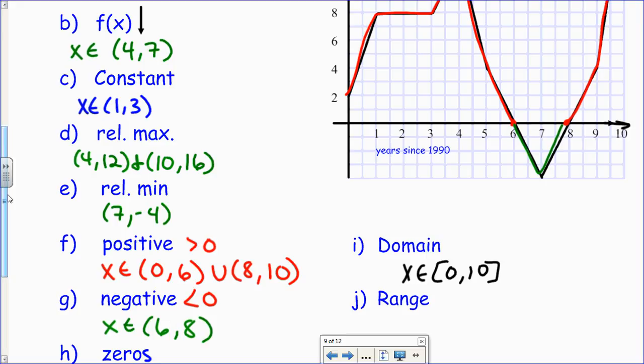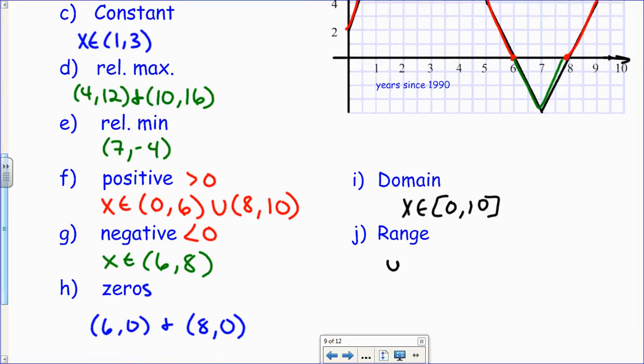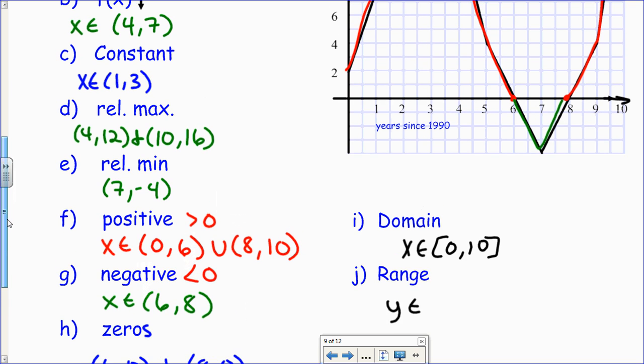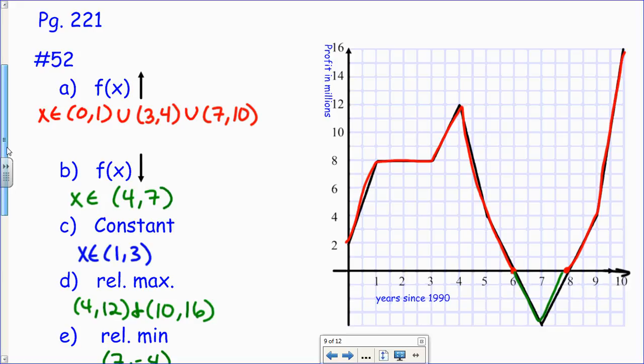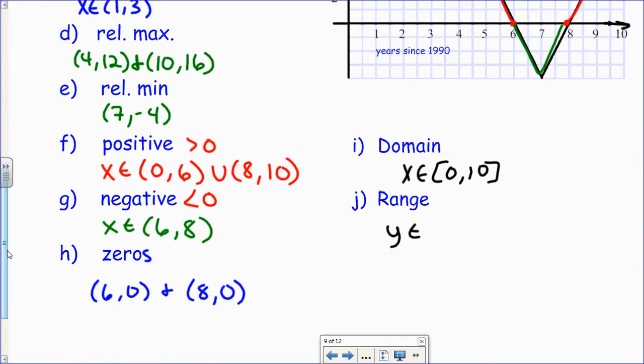And then range is the only thing where we write in terms of y. So what's the minimum y value? -4, and the maximum? 16. Good. Questions about that?